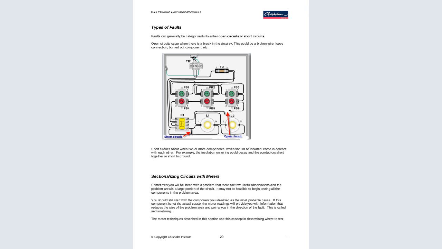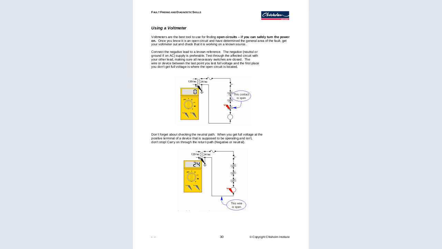You should still start with the component you identified as the most probable cause. Then you look at the problem, now using a voltmeter. How do you use a voltmeter? The voltmeter is the best tool to use in finding the open circuit, if you can safely turn the power on.